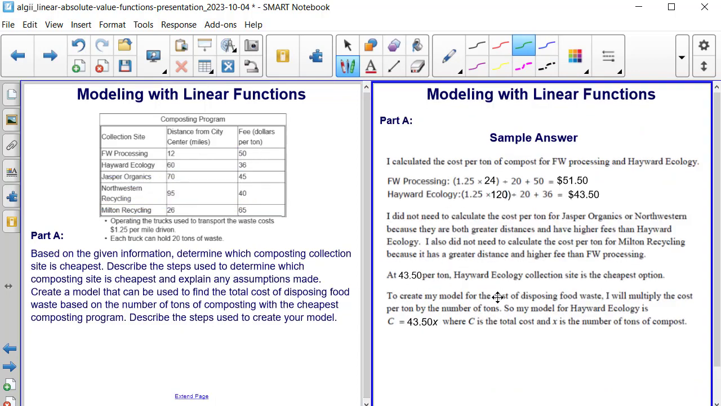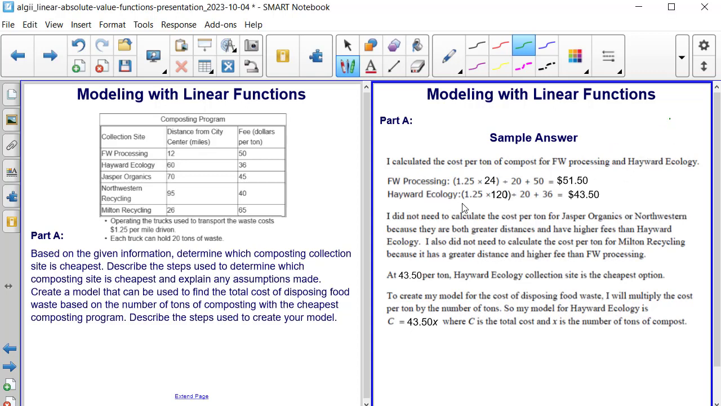And here we see another sample answer that has been written out. I calculated the cost per unit ton of compost for FW Processing and Hayward Ecology. So they did the $1.25 per mile driven times the 24 miles there and back to get to and from FW Processing. And then they took that value and divided it by 20 and then added 50 to it to get $51.50 per ton of waste.